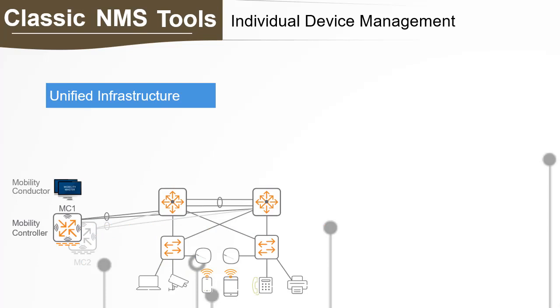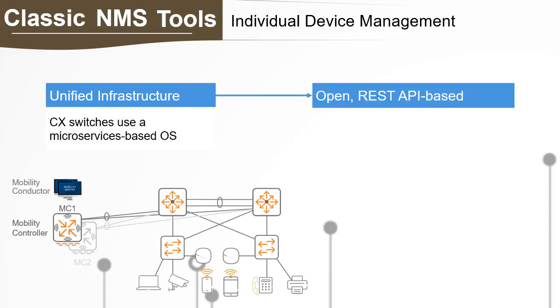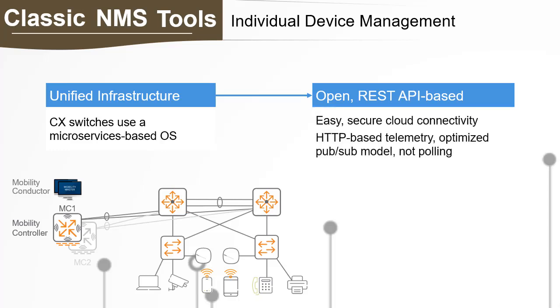I like that the Aruba CX switches are built on a microservices-based operating system with an open REST API available for configuration and management functions. You get easy, secure cloud connectivity with modern HTTP-based telemetry that uses a more optimized publisher-subscriber model as opposed to the cumbersome polling method of SNMP.